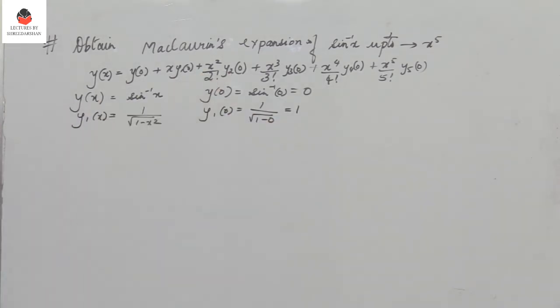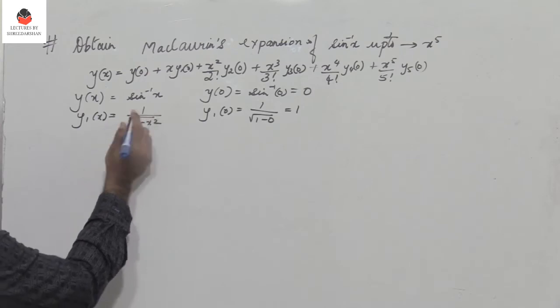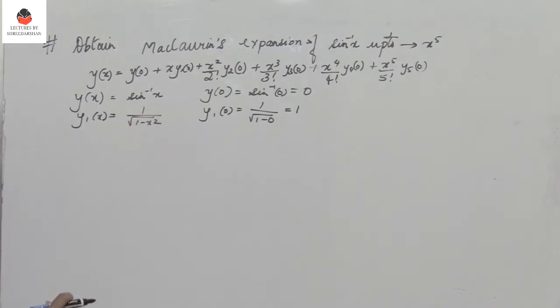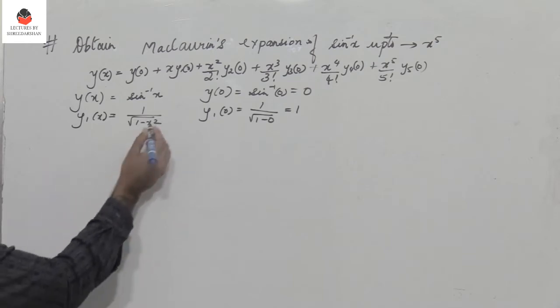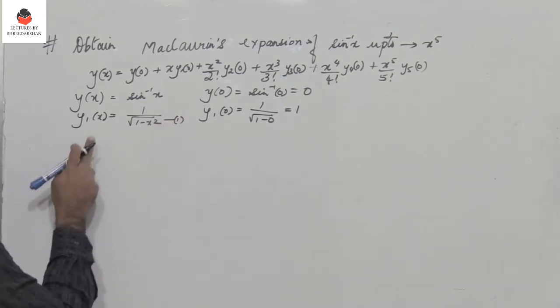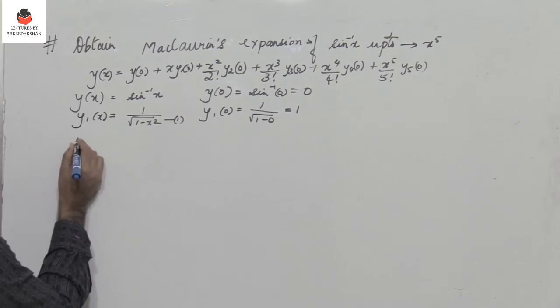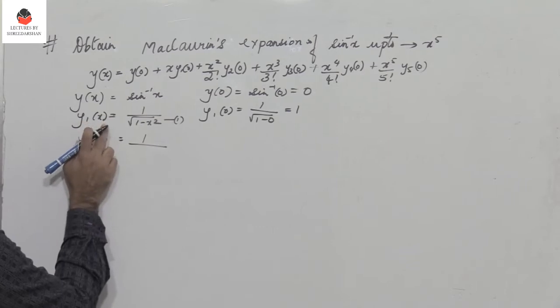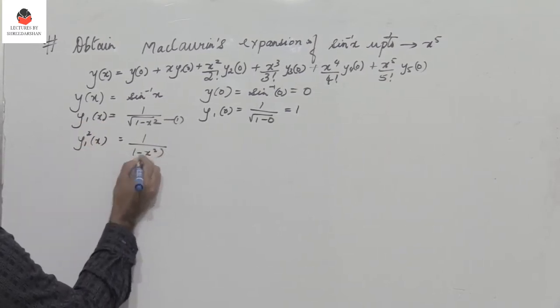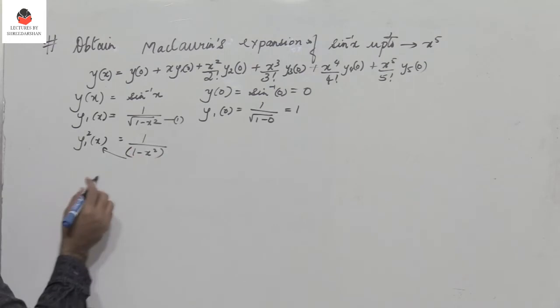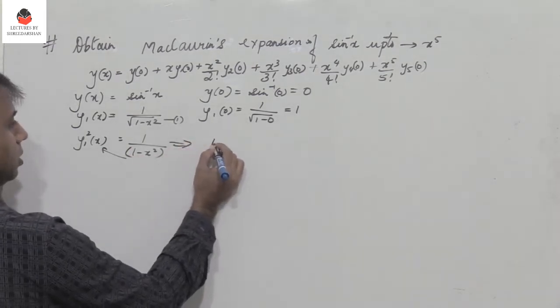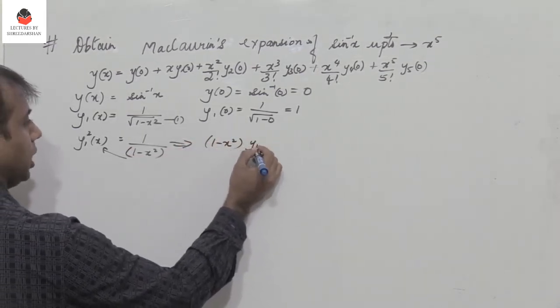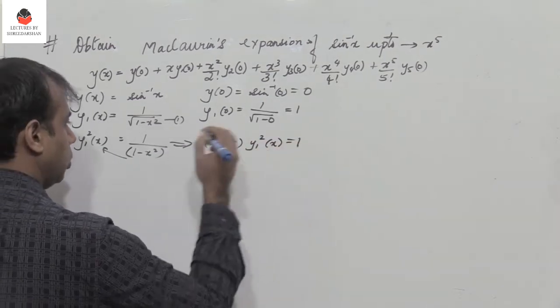Now we have to find y2 of 0. That means I have to differentiate y1 of x. Now to differentiate y1 of x becomes difficult because I have 1 divided by root of 1 minus x square. To make things simpler, let me call this equation 1. Square equation 1. So we get y1 of x the whole square equals, so I'm squaring this term, so you get 1 minus x square. Bring this to LHS. So we get 1 minus x square into y1 square of x equals 1.